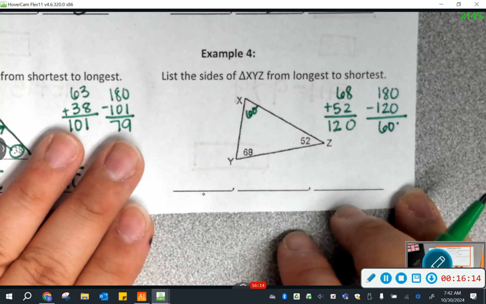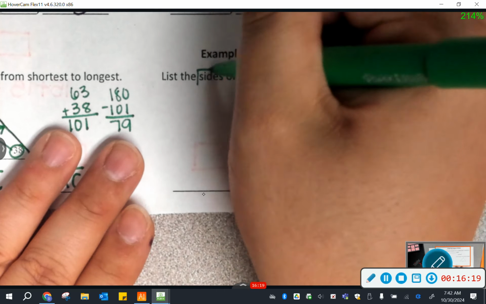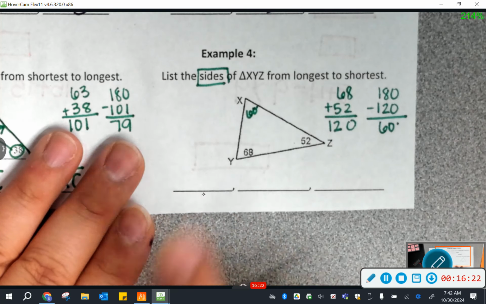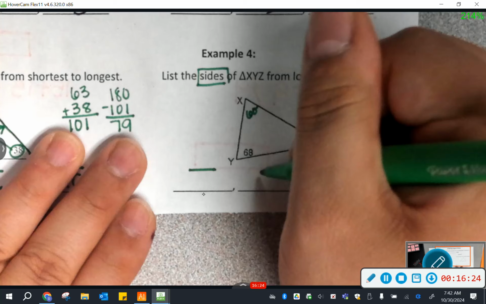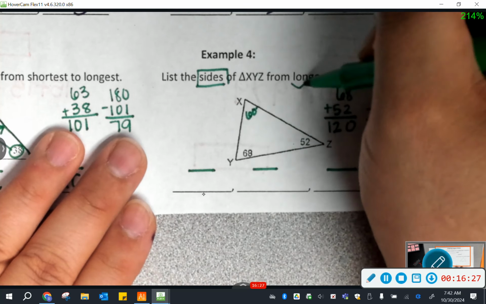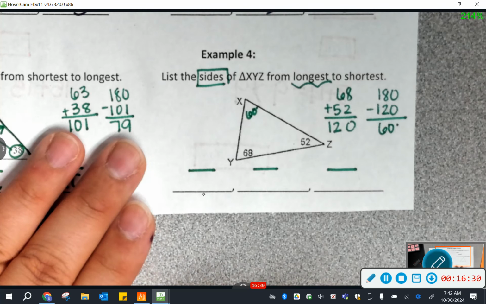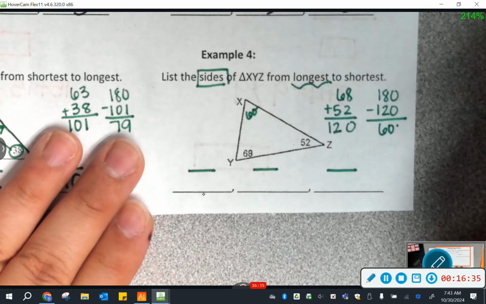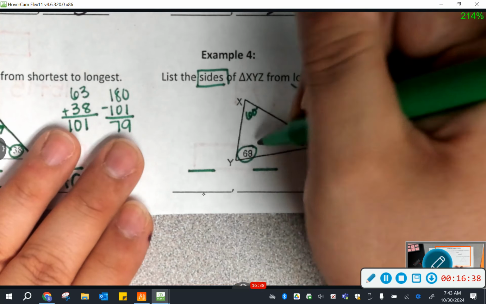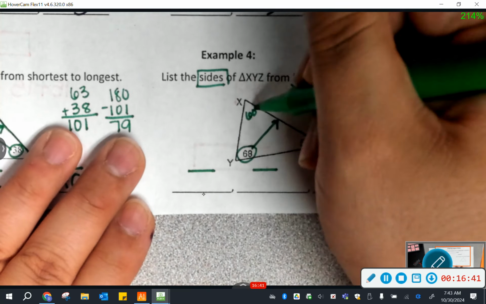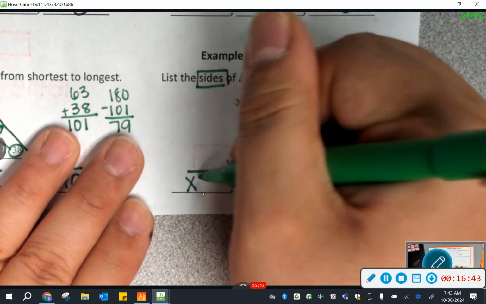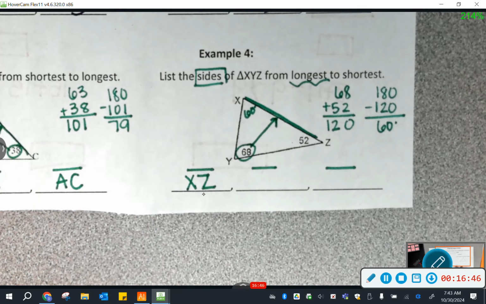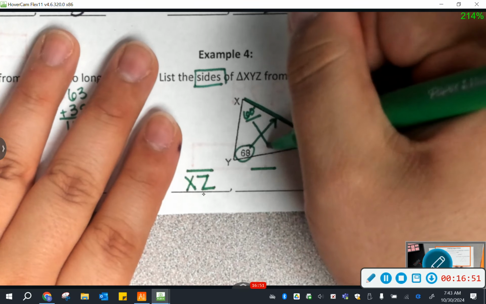Now, first thing you need to do is look at what it's asking for. What is this asking for? Well, first, what do all your answers need? Lines up top. Then it's asking for longest to shortest. So if it's asking for longest first, what's my biggest angle here? So what is across from the 68? XZ. What's the next biggest number? 60. What's across from the 60?